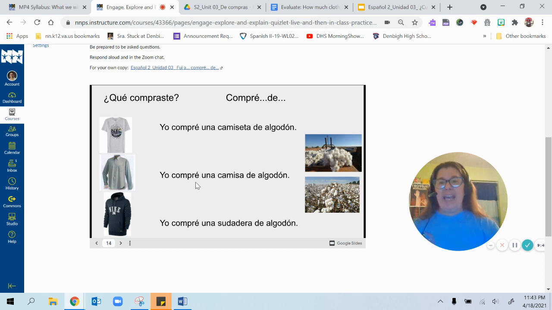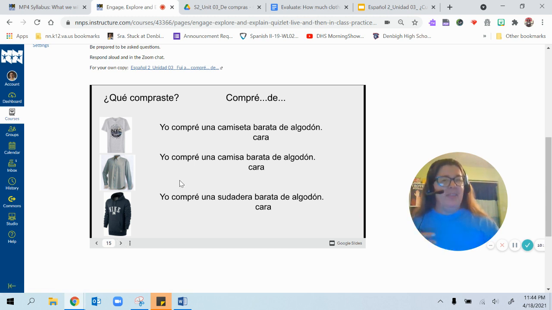Yo compré una camisa de algodón. Compré una camisa de algodón. Yo compré una sudadera de algodón. Compré una sudadera de algodón. Notice it's I bought, then the name of the clothing, then de, and then the material.